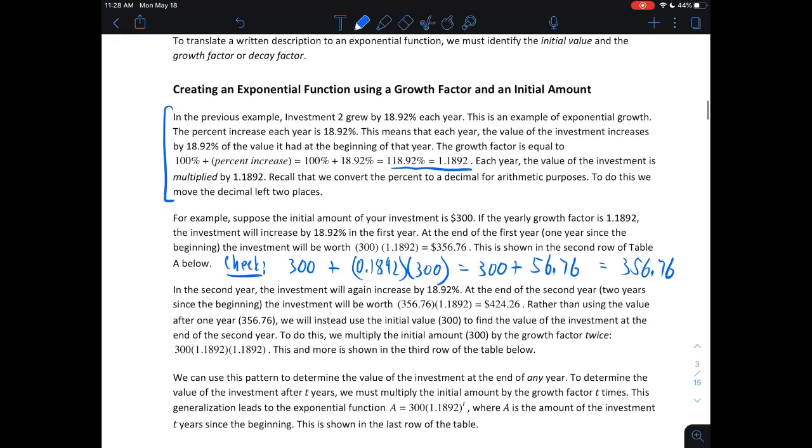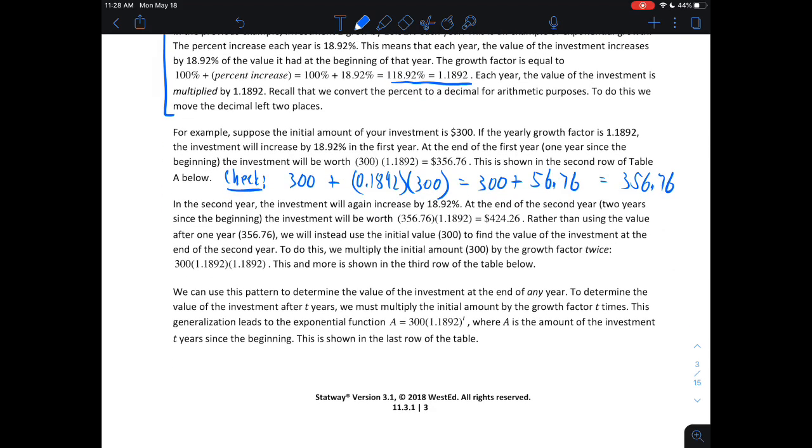So now in the second year, the investment will again increase by 18.92%. At the end of the second year, 2 years since the beginning, the investment will now be worth 356.76. That was again the amount that they started the second year with, times 1.1892, and that's $424.26. Rather than using the value after 1 year, we will instead use the initial value 300 to find the value of the investment at the end of the second year.